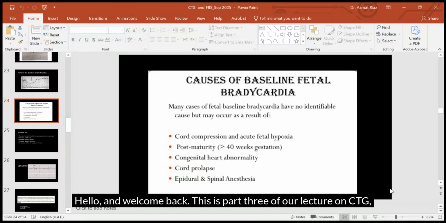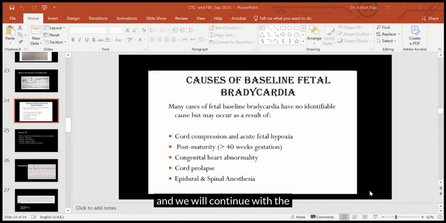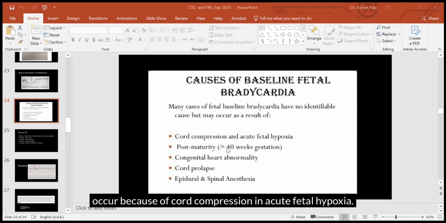Hello and welcome back. This is part 3 of our lecture on CTG, and we will continue with the causes of baseline fetal bradycardia. It may occur because of cord compression and acute fetal hypoxia, for example, cord prolapse. Post maturity can be a reason, because of the sympathetic system, the whole heart rate may go down. Congenital heart abnormality, for example, congenital fetal heart block.